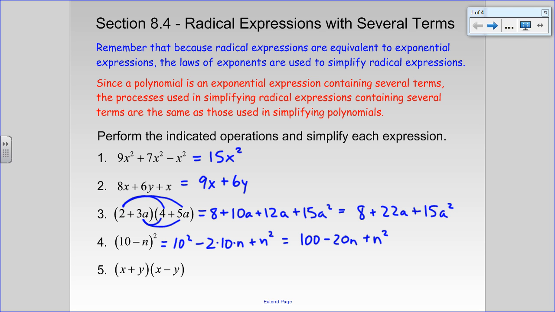Finally, in problem 5, we can apply the difference of 2 squares pattern to multiply the binomials x plus y and x minus y and obtain the answer x squared minus y squared.